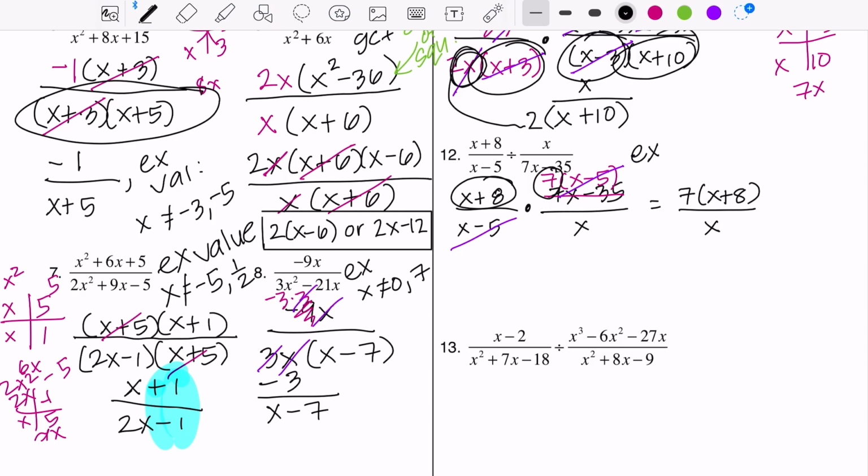Ooh, excluded values with dividing are a little tricky because in the beginning we had this 7x minus 35. And so if it's ever in the denominator, you have to exclude it. So we have 5, and then there's an x in the denominator, so then we have 0.